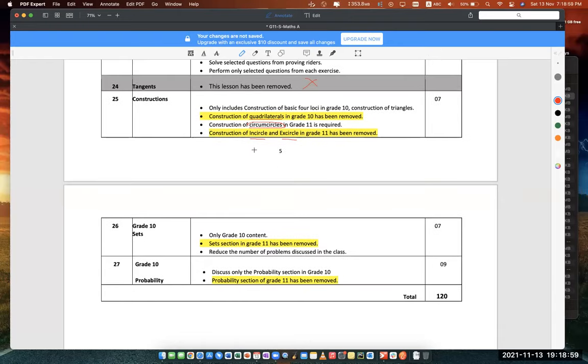All right, so construction. The construction of the circumcircle is the important one. In grade 11, the only thing you have to construct, the only thing that is important, is the construction of the circumcircle. That's it from grade 11.